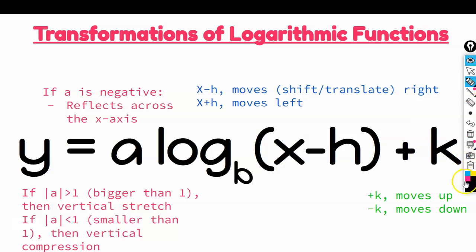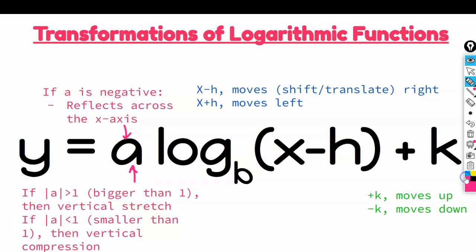So remember that A has two jobs. If A is negative, that would mean that your graph is going to reflect across the x-axis. If the absolute value of A is greater than 1, bigger than 1, then it will be a vertical stretch. And if it is smaller than 1, then it'll be a vertical compression.